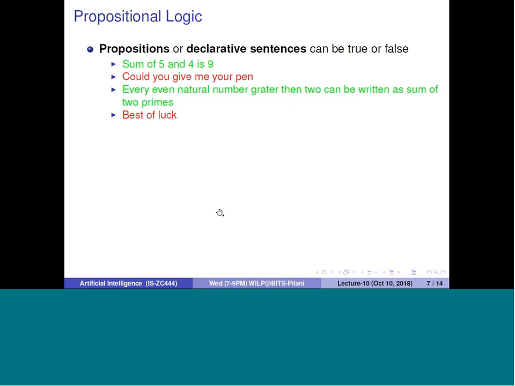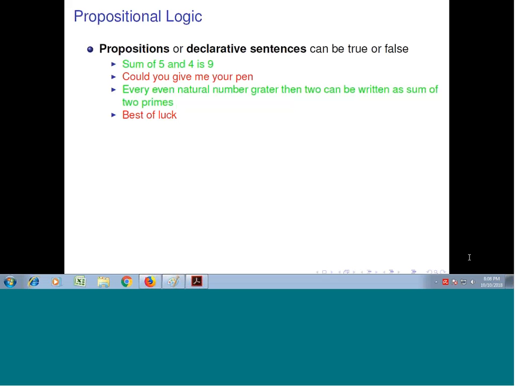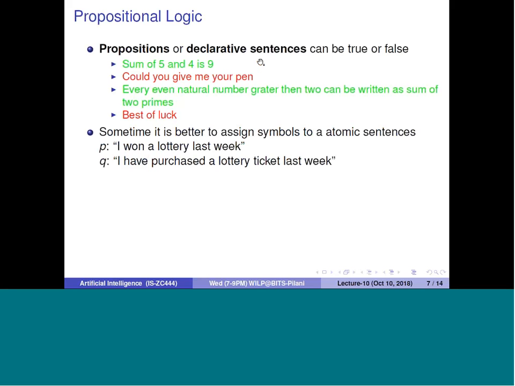Can you say true or false for "best of luck"? Can you tell? No, you cannot tell. So this "best of luck" is not a declarative sentence. From here onwards, we are not talking about this kind of thing. The things written in green are the propositions, the declarative sentences, and from this point onward, we will be dealing only with declarative sentences.